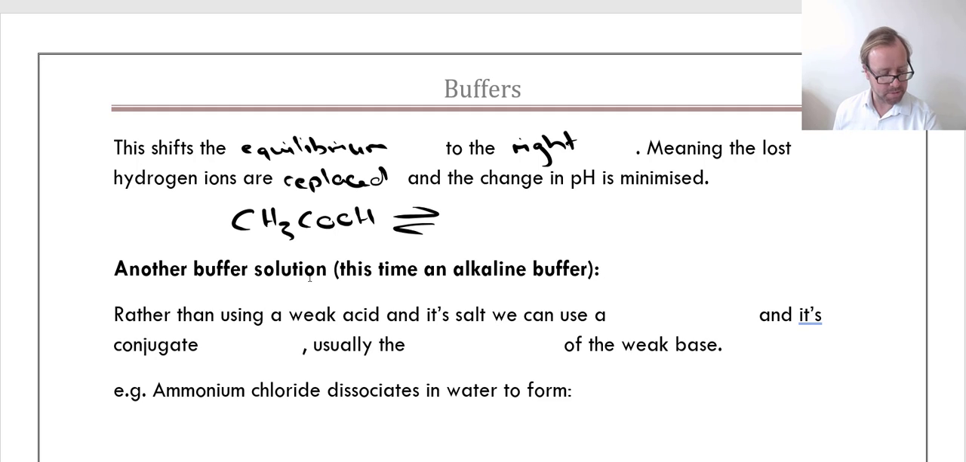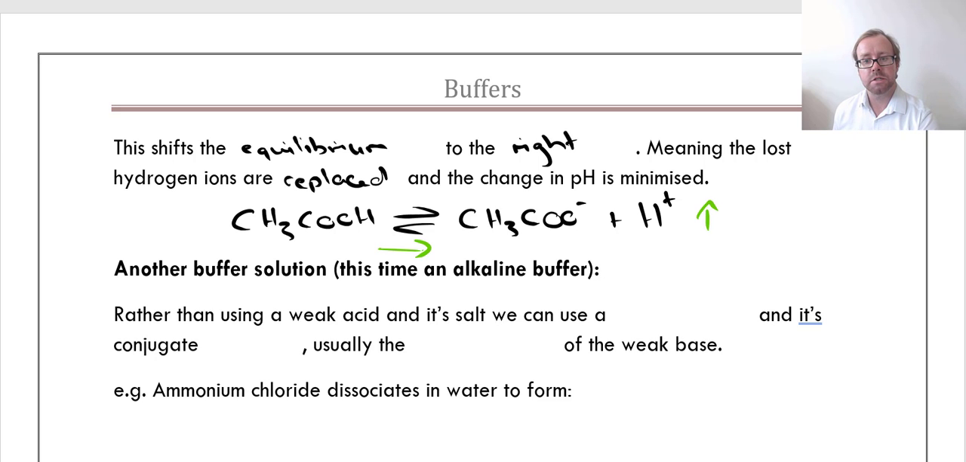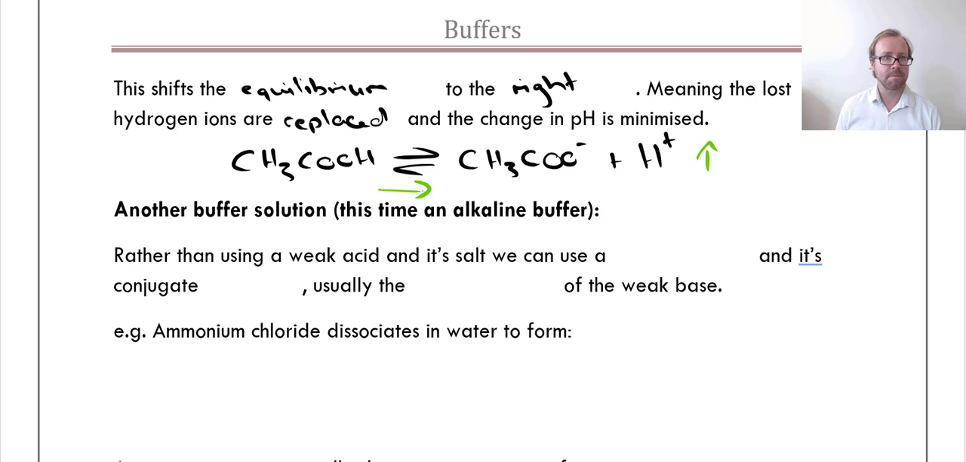So we're really talking about this equilibrium. So my H+ concentration here will decrease because they are being removed by the OH-, which means this equilibrium shifts to the right, which will increase my lost H+ ions, therefore minimizing the change in pH. Okay, again, hope that makes sense.